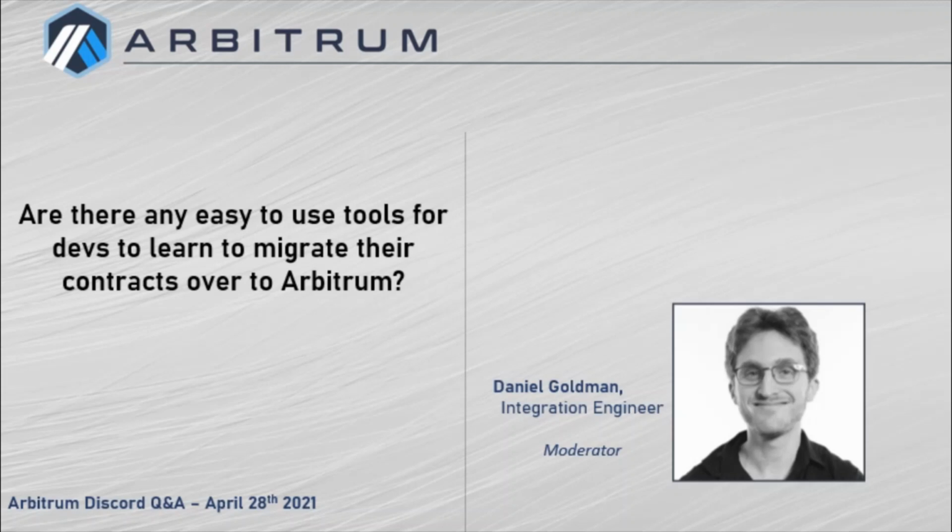I don't know. But he asks, are there any easy to use tools for devs to learn to migrate their contracts over to Arbitrum? So this is a fun one because the answer is basically we did not put out any tools to help devs migrate their contracts because the tools already exist. Basically all the same tools you use to deploy contracts to Ethereum, you can just use to deploy to Arbitrum. So Truffle, Remix, EthersJS, Hardhat, it just kind of works. So I guess the answer is yes, there are tools and they're the ones that you're already familiar with.